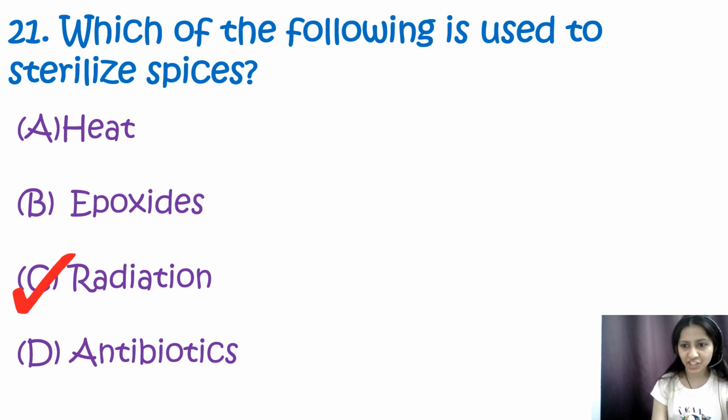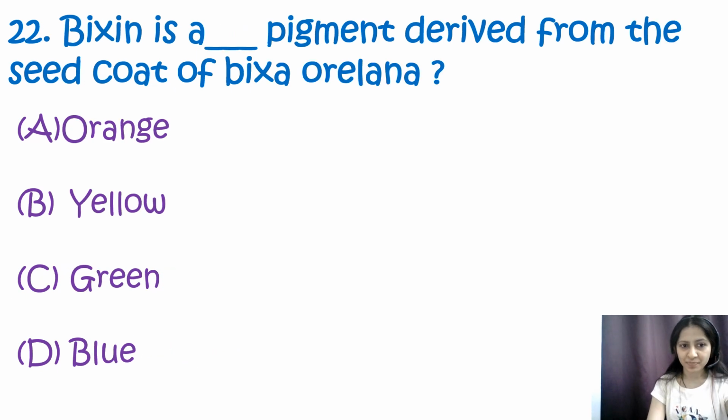Question number 22. Bixin is a dash pigment derived from the seed coat of Bixa orellana. Options are orange, yellow, green and blue. So over here my correct option is A, that is orange. Bixin is an orange-red colored pigment derived from the seed coat of Bixa orellana, and this pigment is used in a variety of applications including food coloring. So option number A, orange, is correct.